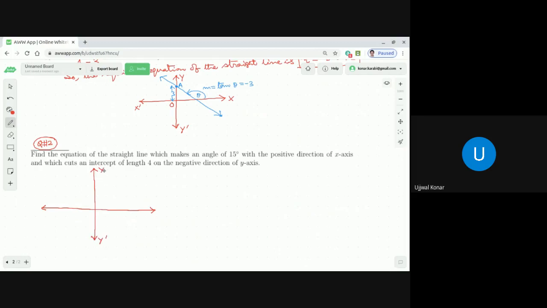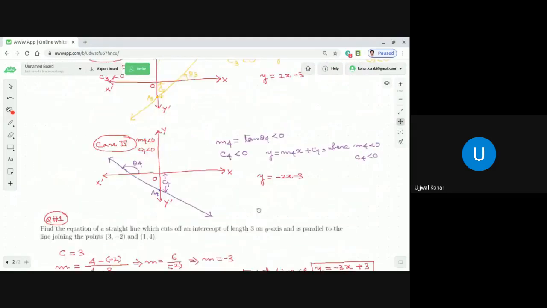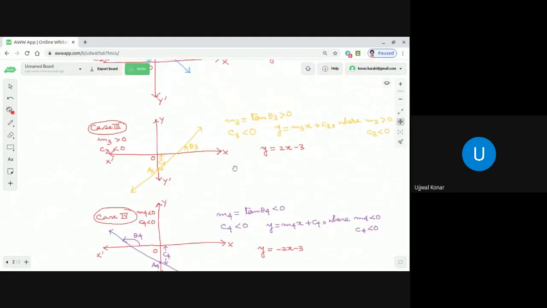this is y dash, this is y, this is x dash, and this is origin. So here the straight line makes an intercept of 4 on the negative direction of the y-axis. So what is m here? M is positive and c is negative. So m is positive, c is negative is which case? Is the third case where m is positive and c is negative.